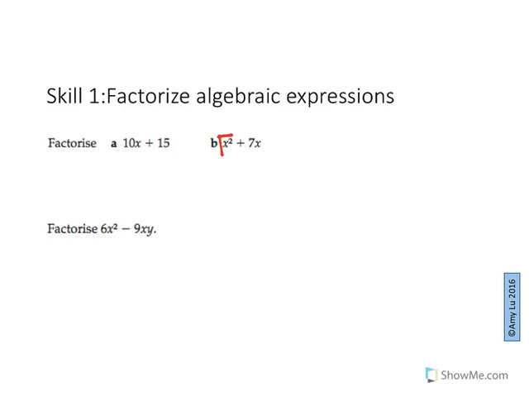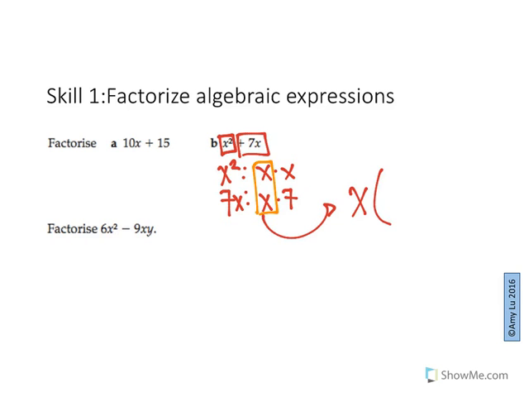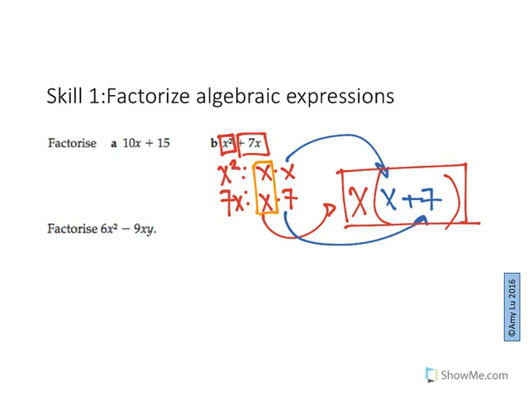Now, in B, you have x squared and 7x. So again, break it apart. X squared is just x times x. 7x is just x times 7. What's the highest common factor? It's just an x. So, like I said, pull it out, x, set up your big brackets, and write down what's left over. There's an x, and there's a positive 7. And if you double check, yes, that does make x squared plus 7x. So x squared plus 7x factorized is x brackets x plus 7.